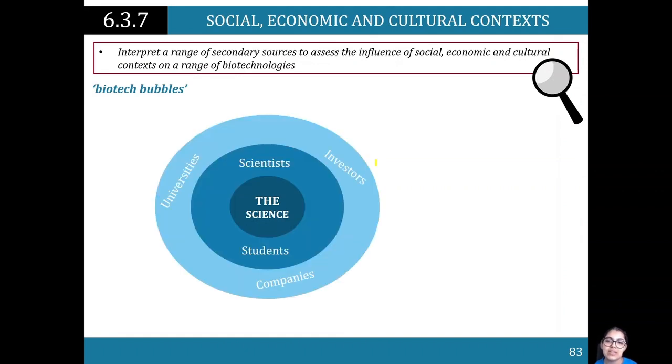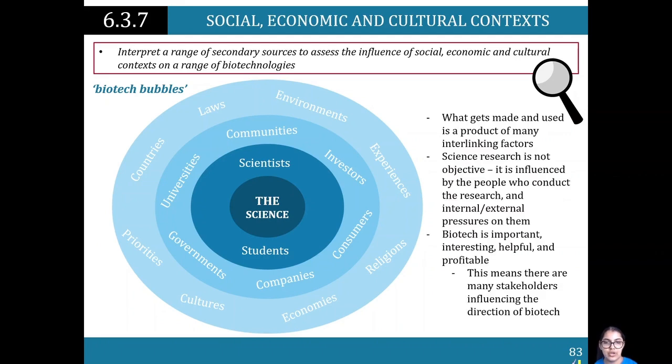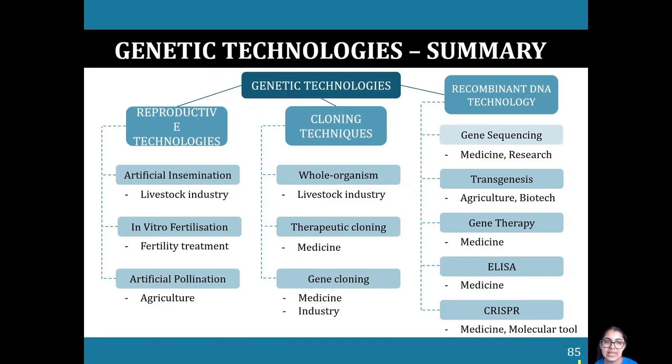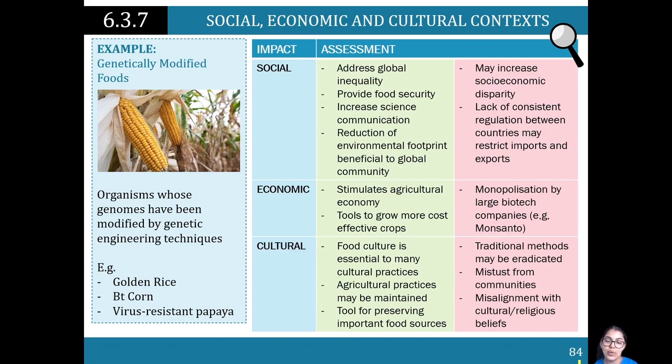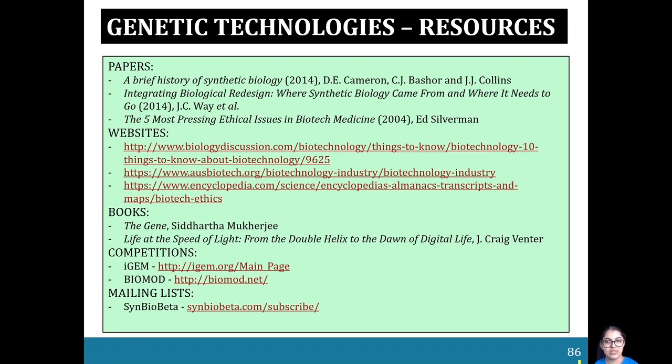I will also leave the social, economic, and cultural context for you, because this is just putting together the influence of social, economic, and cultural context on biology, on these biotechnologies. That includes looking at the big picture of countries, law, environment, religions, economies, and bringing that down to the science and the students and the relationship between the two. These examples I will leave for you to have a look at, and this is what we have covered, and these are some resources if you want to get some more examples for genetic technologies.